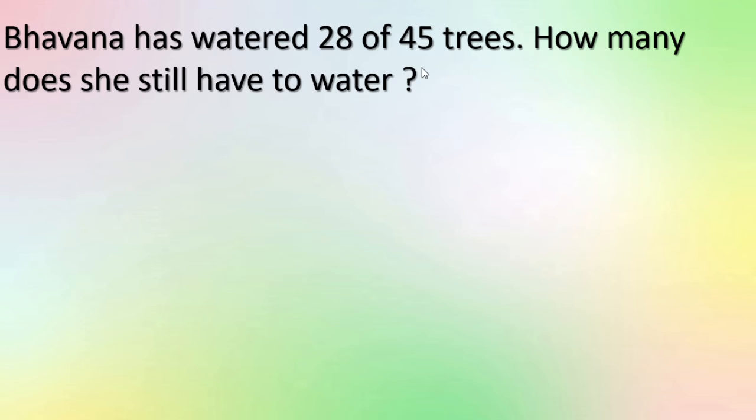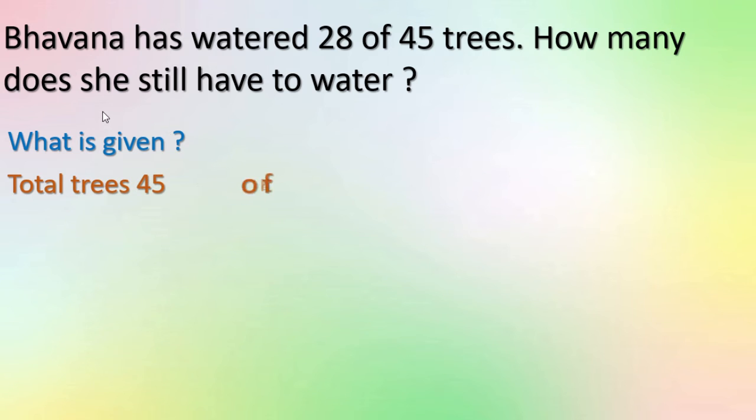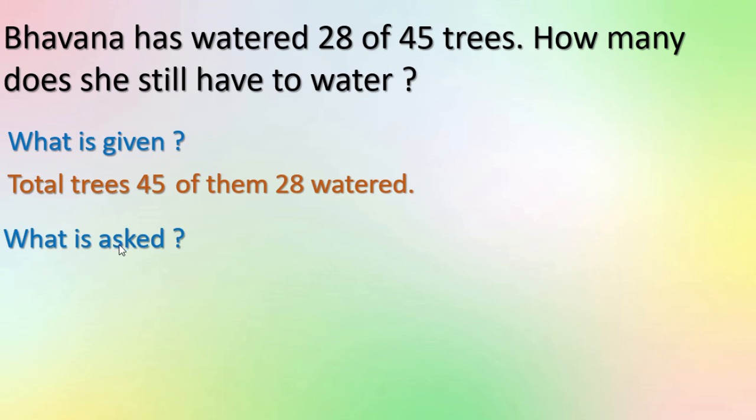Yes, there are 45 trees. Out of them, she watered 28. Correct? Here what is said? What is given here? Yes, there are total 45 trees in the garden, and she watered 28 trees. This is given. Our next question is, what is asked here? What we have to do? How many to be watered?